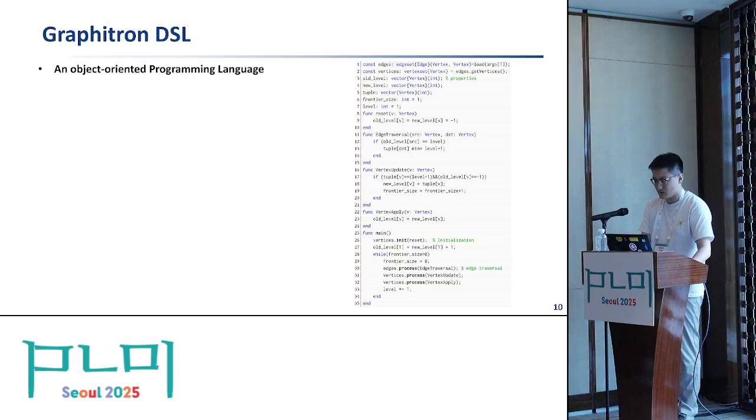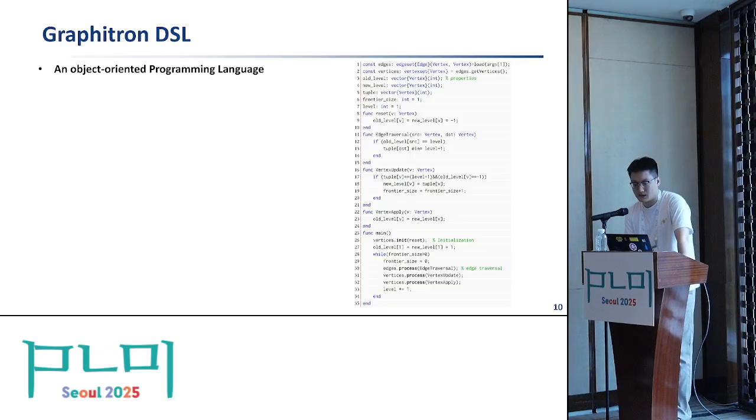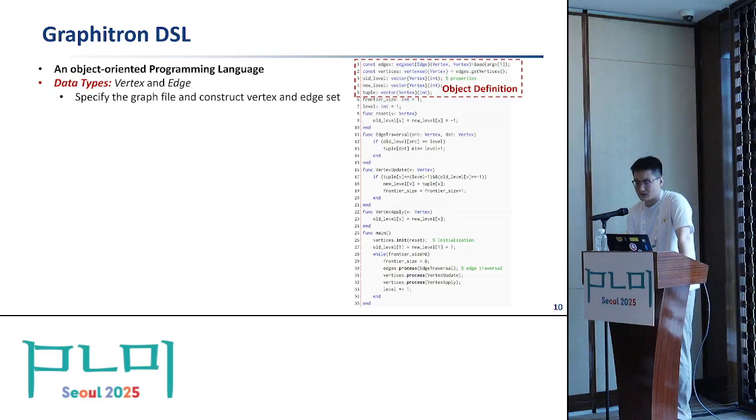Let's start with the DSL design. The DSL is an object-oriented programming language. It abstracts the vertex and edges as data types to instantiate the graph objects. We take Graphitron code for BFS as an example.